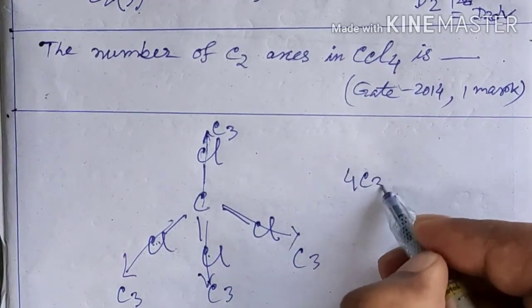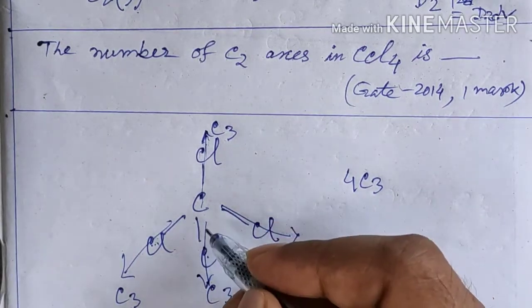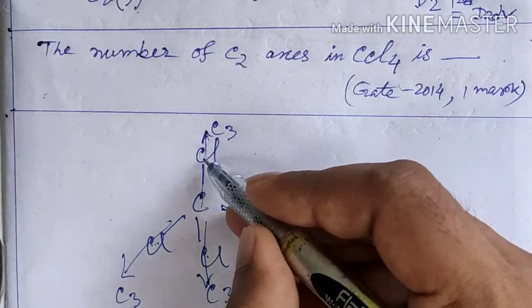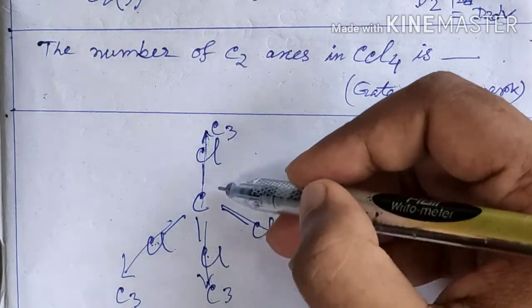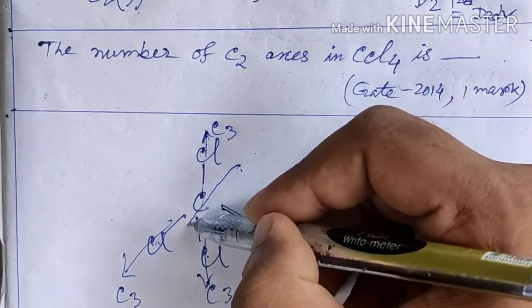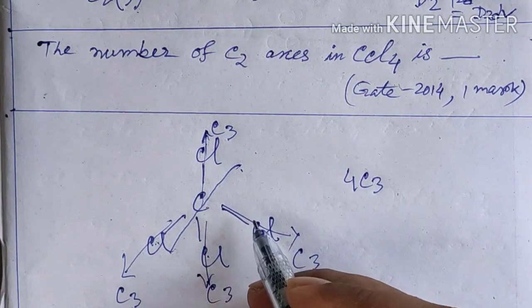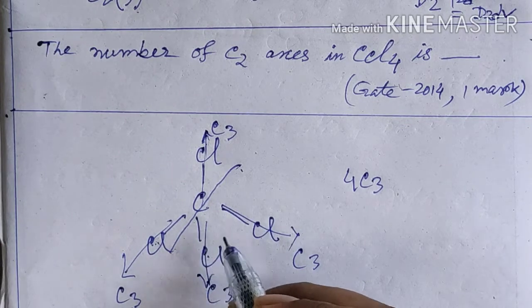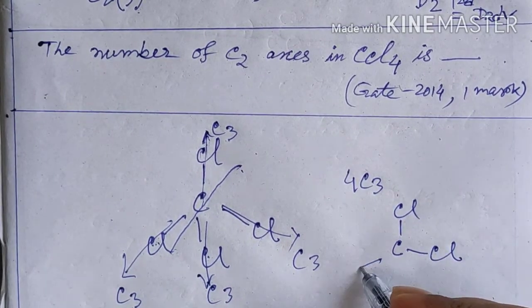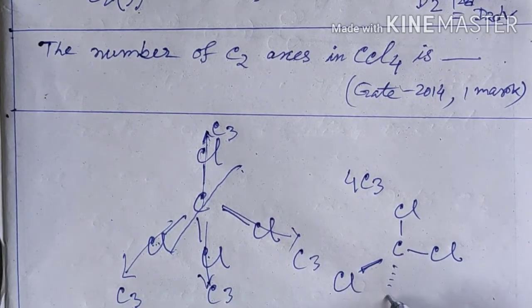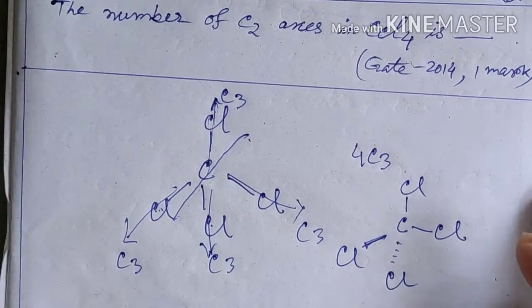That is, there are 4 C3 axes and there will be 3 C2 axes, and that C2 axis will pass along... If you fix this C-Cl bond, then one C2 axis will pass along this. Since it is a tetrahedral molecule, any 2 atoms will be in one plane and another 2 atoms will be on the opposite plane. Let's think that in the first case this 2 chlorine atoms are in the same plane and these 2 chlorine atoms are in another same plane.